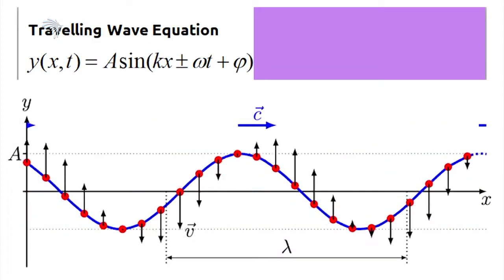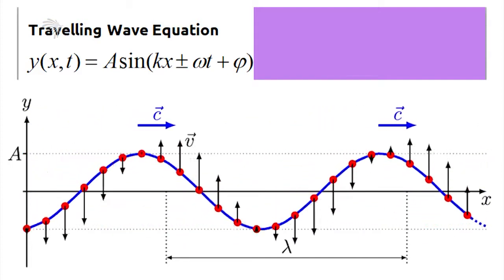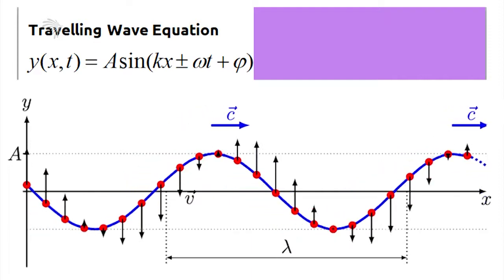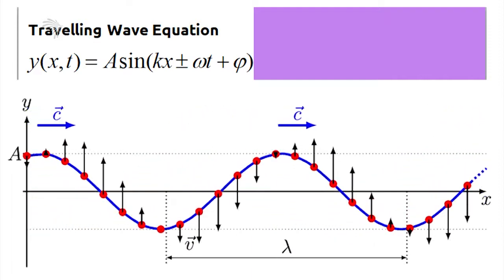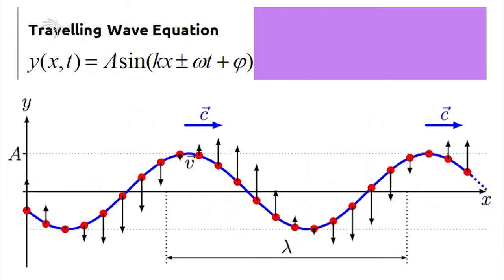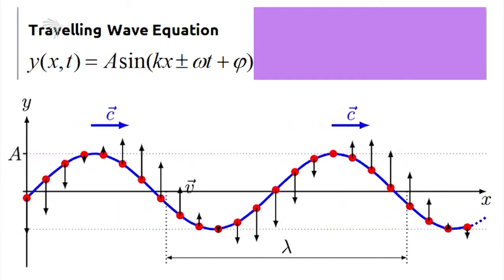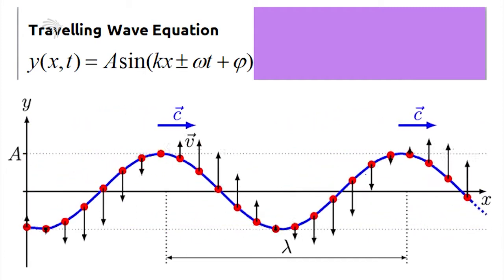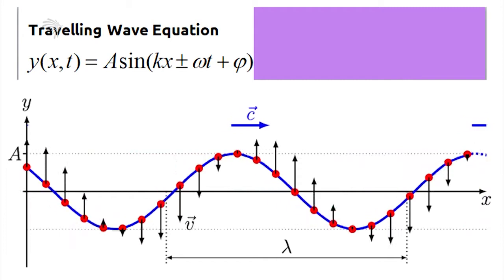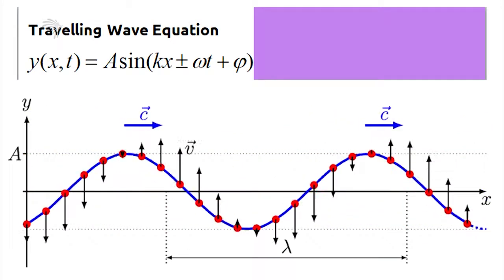Therefore, the mathematical expression for a wave traveling along the x-axis is given by y as a function of x and t is equal to A times sine of (kx plus or minus omega t plus phi), where A is the amplitude of the wave, k is called the wave number or propagation constant of the wave, omega is the angular frequency, and phi is the phase constant of the wave. It tells us the initial value of y at x equal to 0 and t equal to 0.